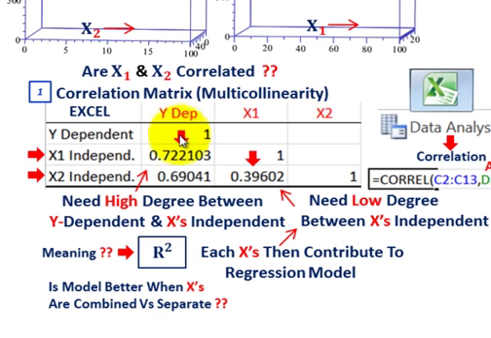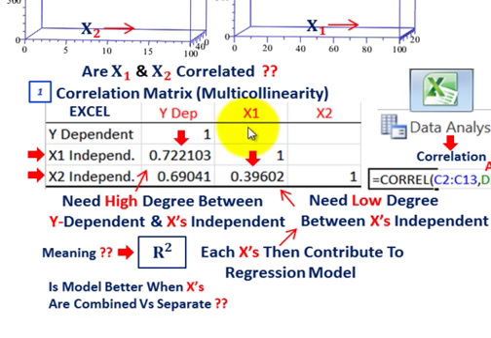So what we're looking for when we did this correlation matrix is that both x1 and x2 correlate very closely, or give us a high correlation, to our y dependent variable. And you can see that it did for x1 and x2. x1 was correlated with the y dependent variable at 0.72, or 72%. x2 is 0.69, or 69%. So that's what we want. We need a high degree of correlation between our y dependent variable and our x independent variables.